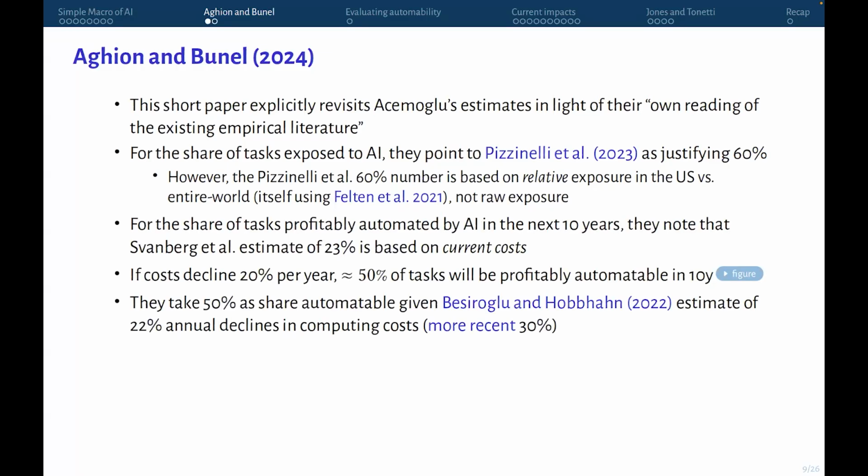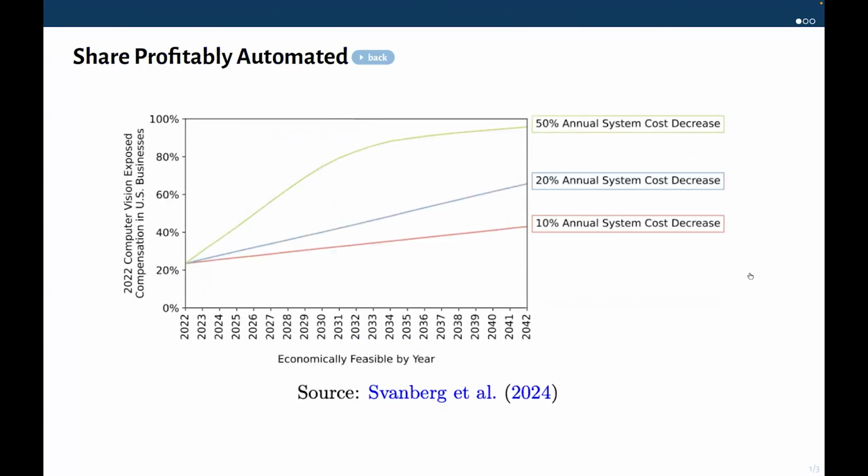So on this point, for the share of tasks profitably automated, Aghion and Bunel note that the Sandberg et al. estimate is based on current costs. If costs decline 20% per year, 50% of tasks will be profitably automatable in 10 years. There's a figure showing that. So this is in the actual Sandberg et al. paper. Acemoglu says, okay, we're going to consider this point. But Sandberg et al. are pretty explicit about the fact that if you have cost decreases, you get a much higher share profitably automatable on a short time scale.